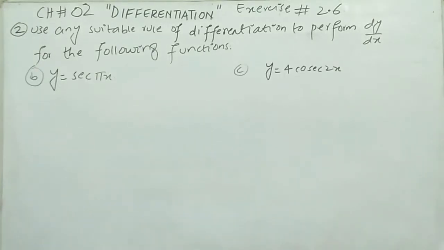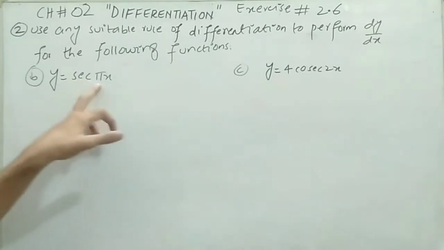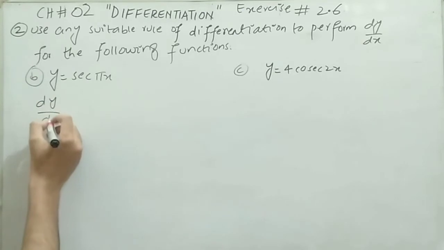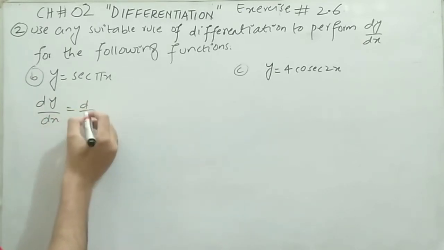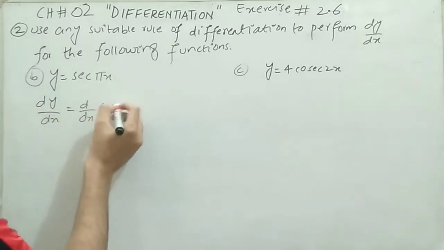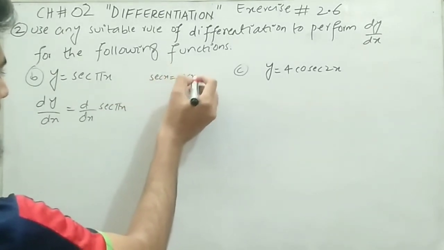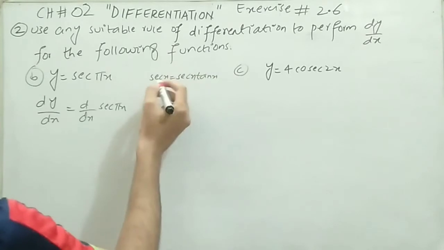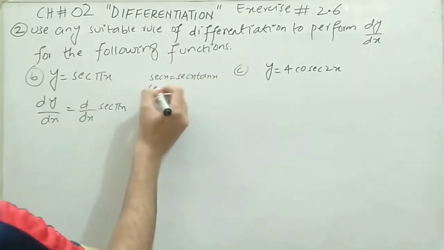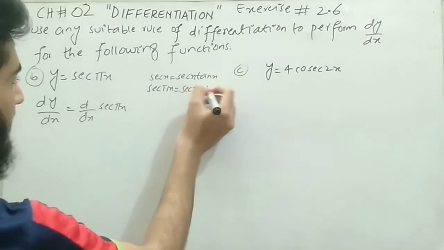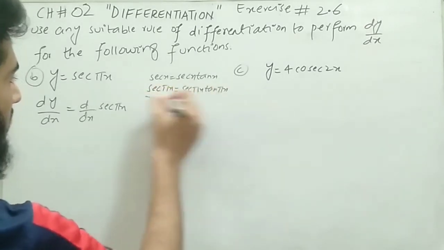Now move toward part number B. It tells the derivative of y is equal to secant pi x. So taking the derivative on both sides, it becomes dy by dx will be equal to derivative of secant pi x. We know that derivative of secant x is always equal to secant x and tangent x. Now replace the x with pi x, so the derivative of secant pi x will be equal to secant pi x and tangent pi x. So this is the derivative of secant pi x.